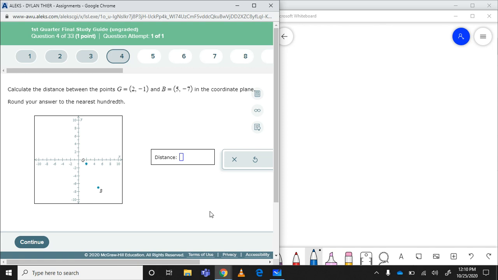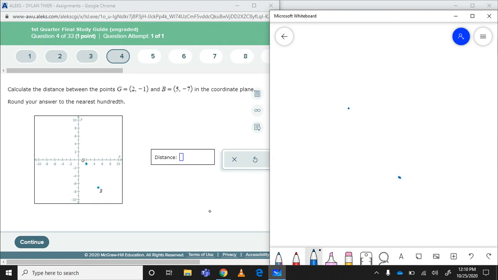Okay, here on question 4, we're being asked to find the distance between 2 points on a coordinate plane. So those 2 points are located at 2, -1, which I believe is point G, over here at 2, -1. And then B was down at 5, -7. And we're trying to find the distance in between them.